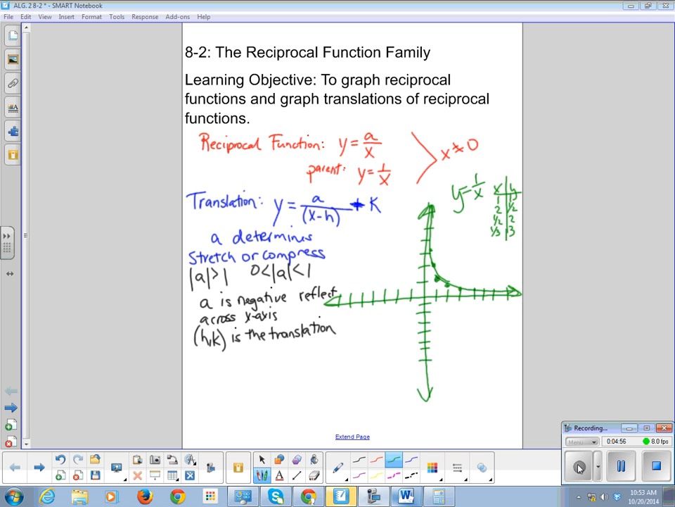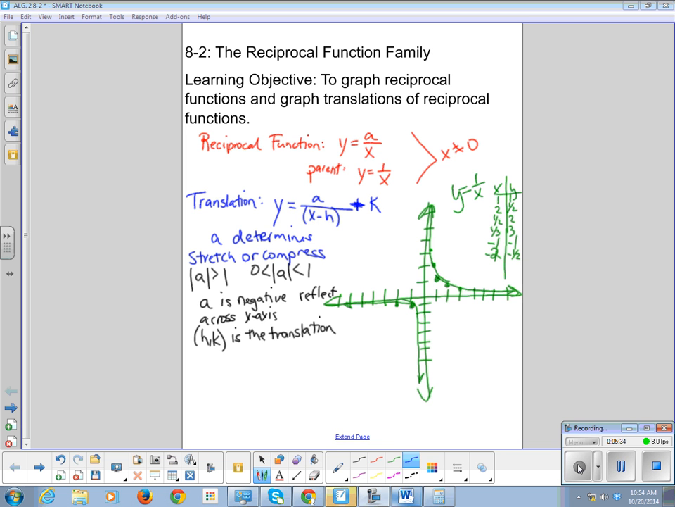And then you go, what happens when I plug in negative 1? If I put negative 1 in for x, I get out 1 divided by negative 1, which is negative 1. So that's right here. If I plug in negative 2, I get negative 1/2, and the pattern continues. So that's my parent function. I call it the diagonal U.